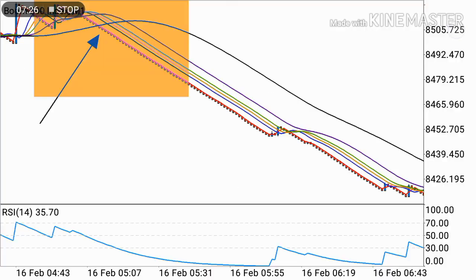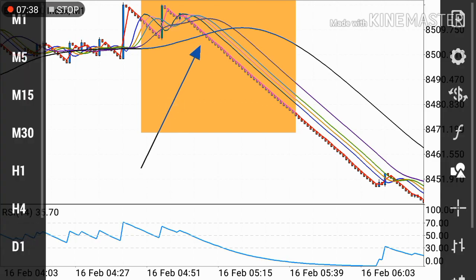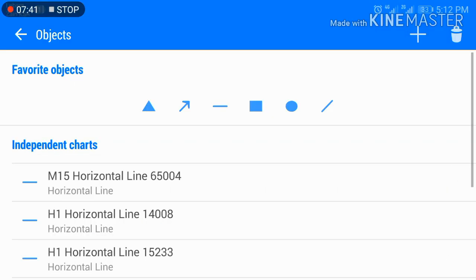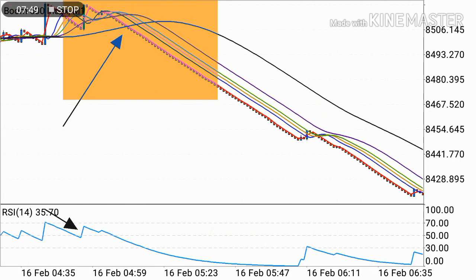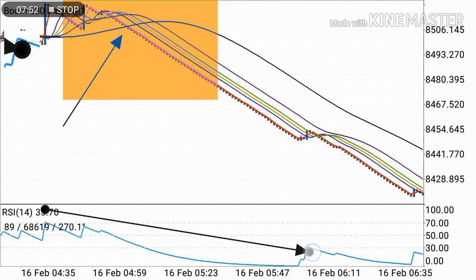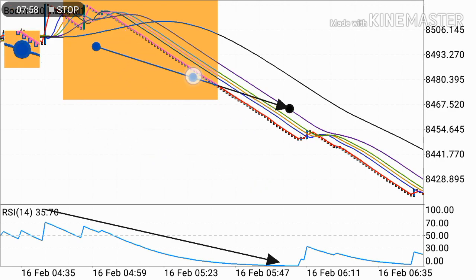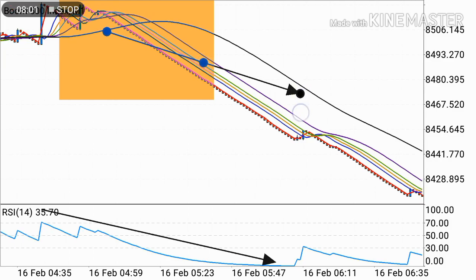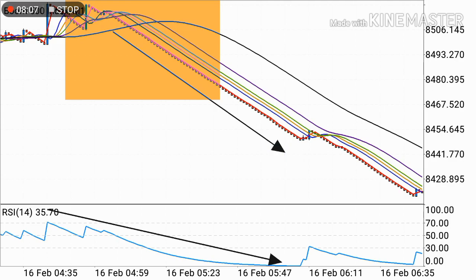Okay, once done, click on done, and look here, you have placed your trade from this point where all moving averages cross each other. Okay, and look also, RSI is going down from our bought level, and once RSI touches our sold level, I prefer scalpers take exit. Okay, and look how many pips.